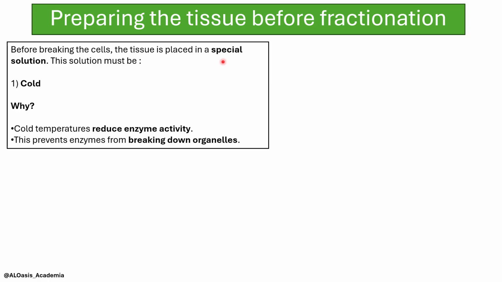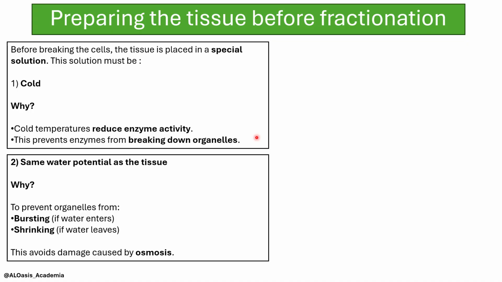The first important thing about this special solution is that it is cold. Why do we need the solution to be cold? Because cold temperature reduces enzyme activity, and this prevents enzymes from breaking down the organelles. If we leave the tissue at room temperature, the enzymes will still be active and will break down the cell and damage the organelles. We don't need that, because we need to study the mitochondria in an intact way. We need them to still be intact and functional. So that's the first thing: having the solution be cold.